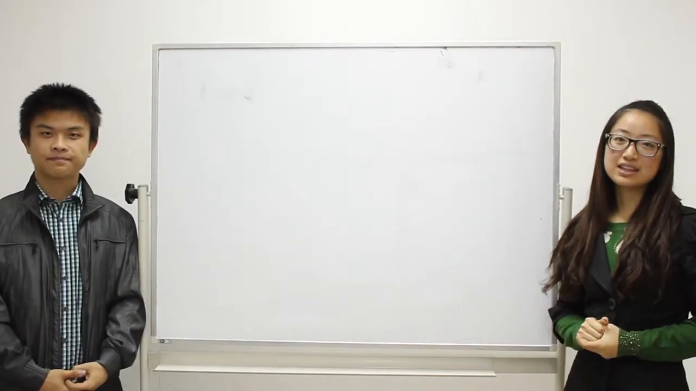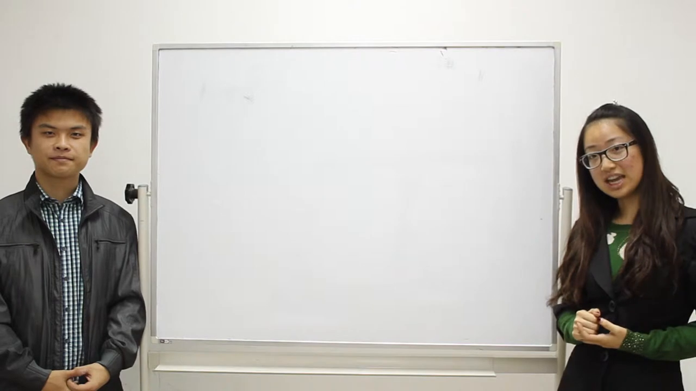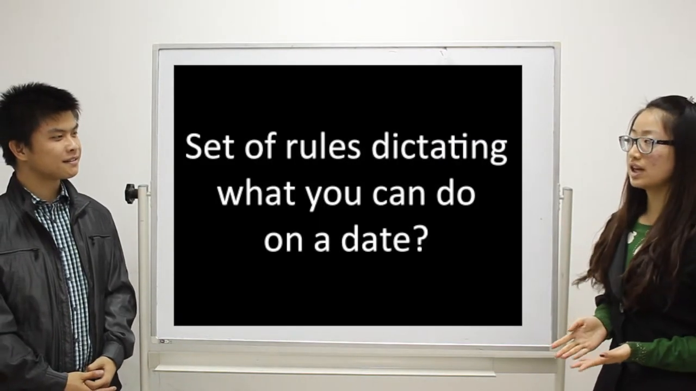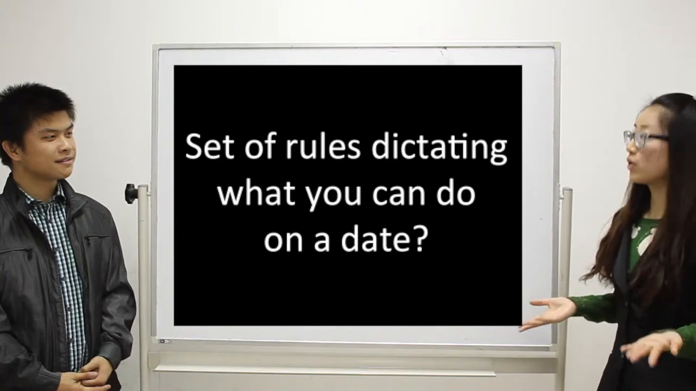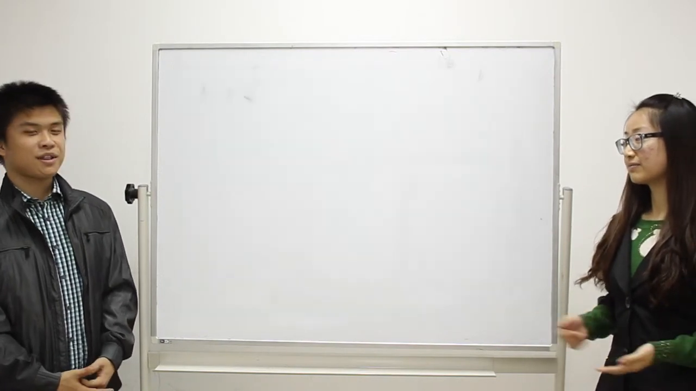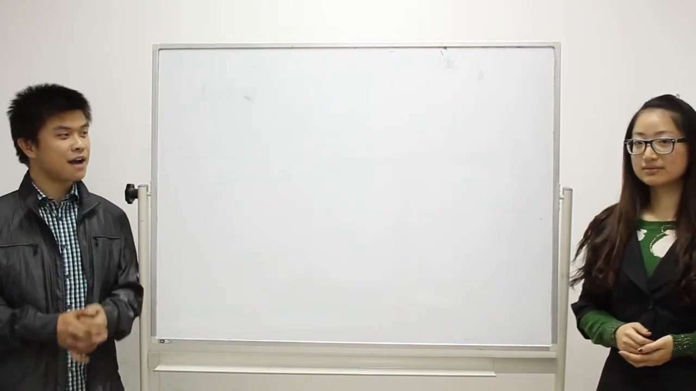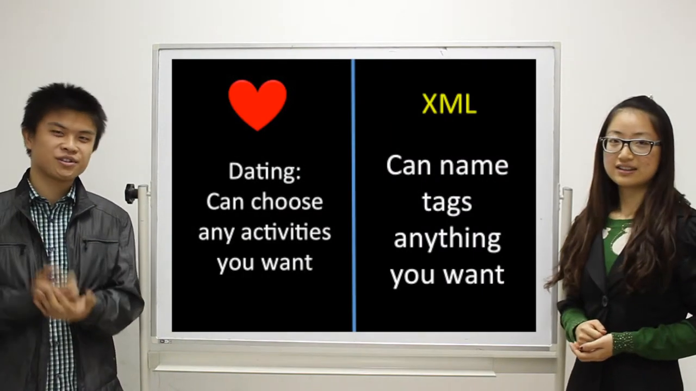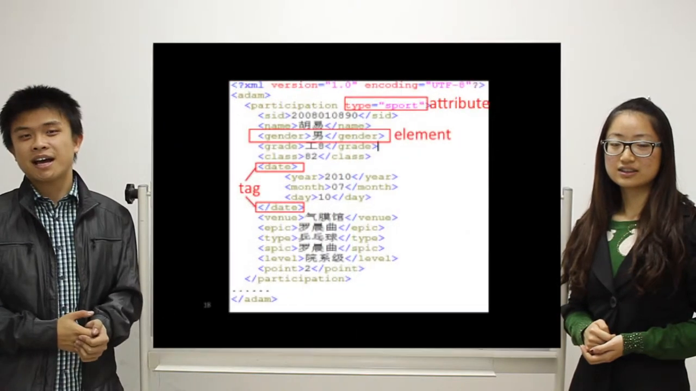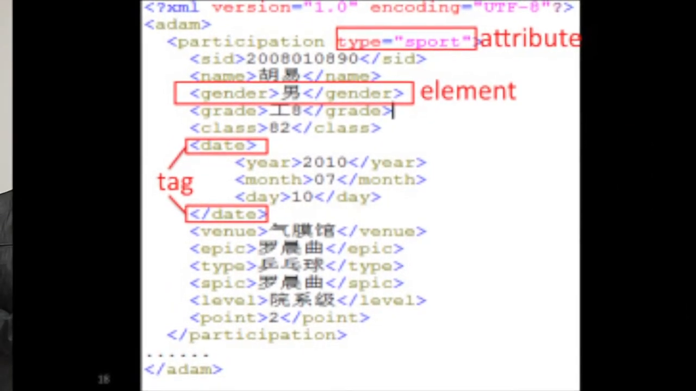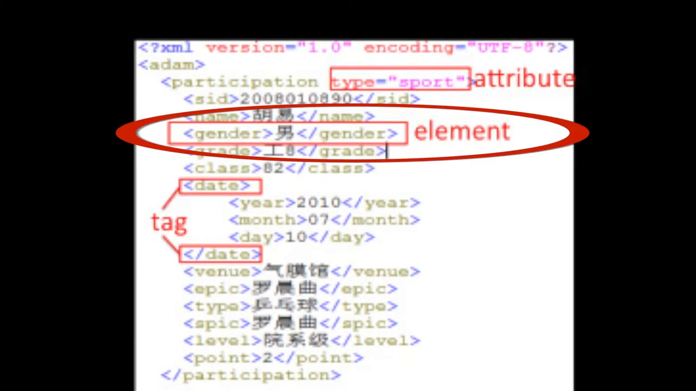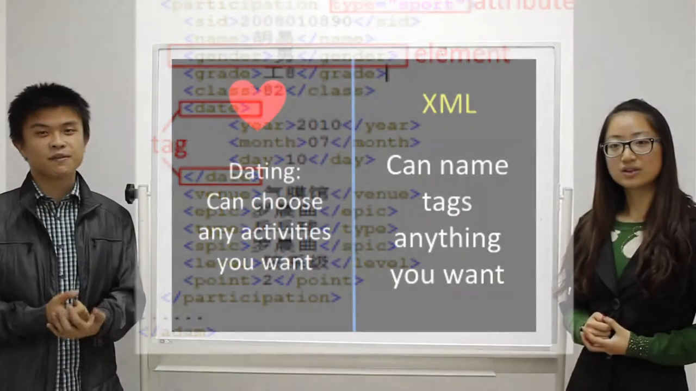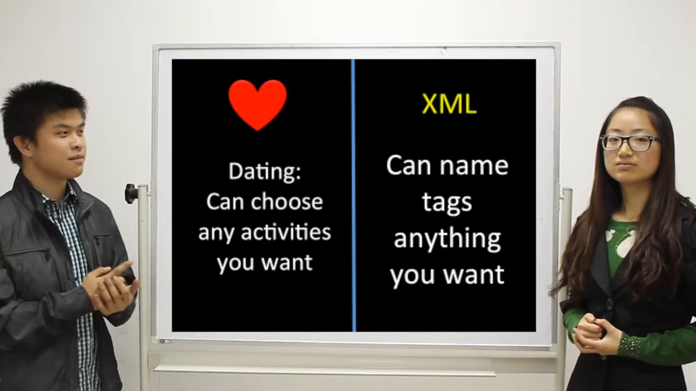And after picking a nice spot, you have to entertain your girlfriend. Hey, Liu Zhe, is there a set of rules that dictate what we can or cannot do on a date? Well, there is no fixed set of activities that you have to do. You can do practically anything you want, as long as both of you enjoy it. It's just like in XML, where there are many elements enclosed in different kinds of tags. But there are no fixed naming rules for tags. You can name them anything you want.